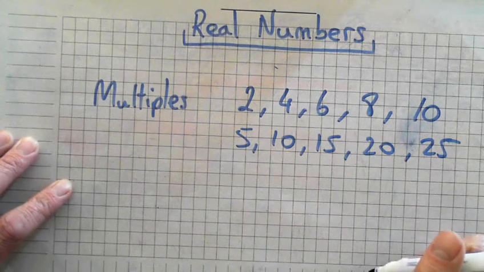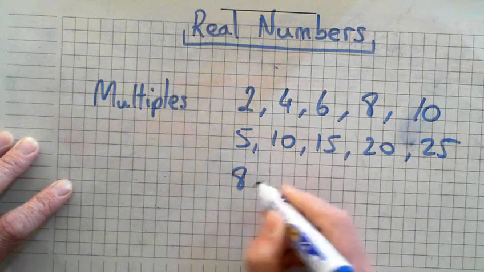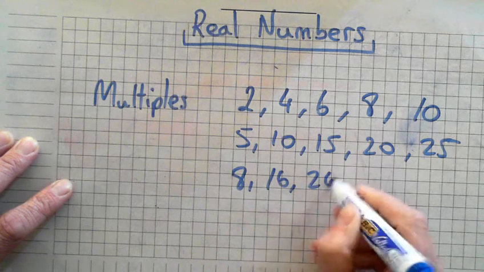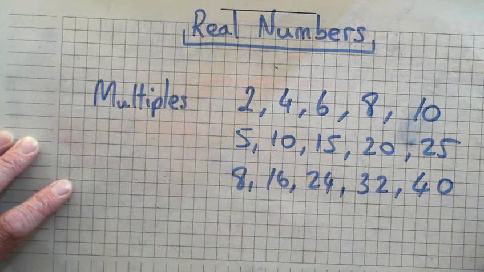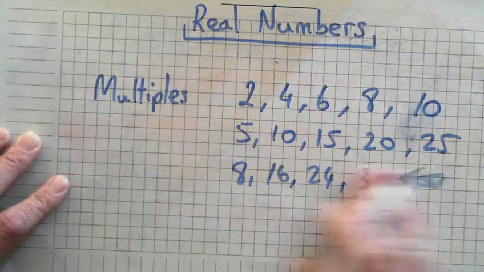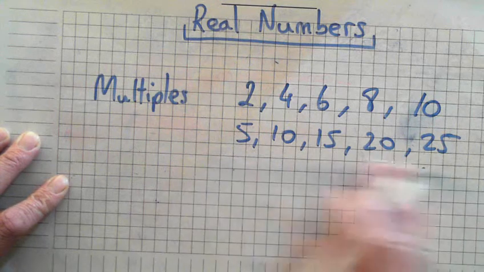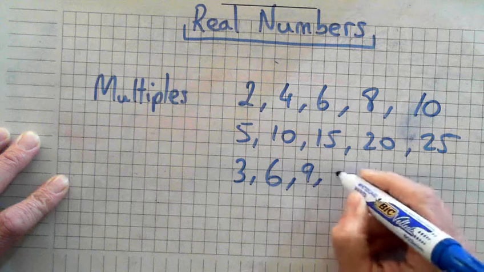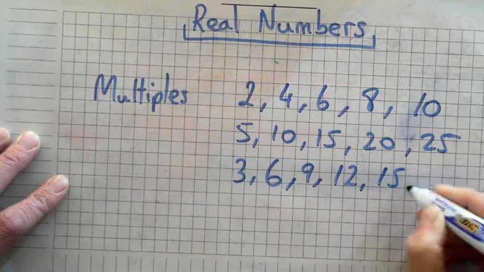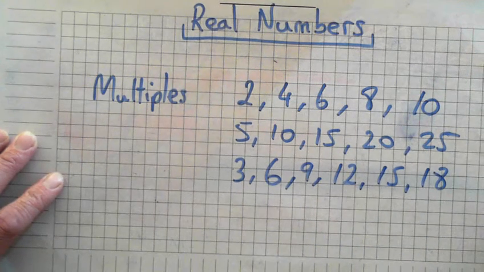What are the multiples of, let's say, 8? 8, 16, 24, 32, 40. I'll rub that out and do a different example. The multiples of 3: 3, 6, 9, 12, 15, and 18.